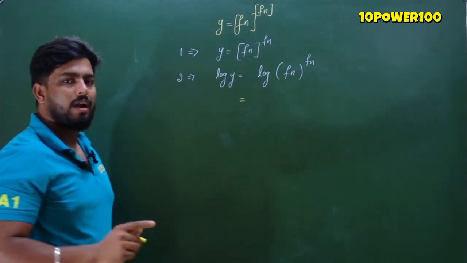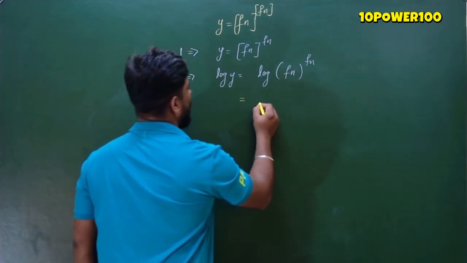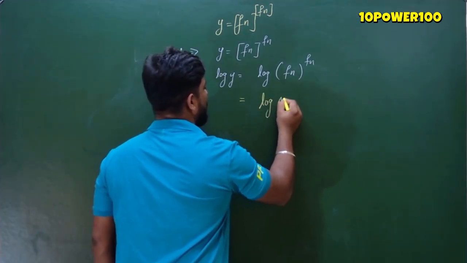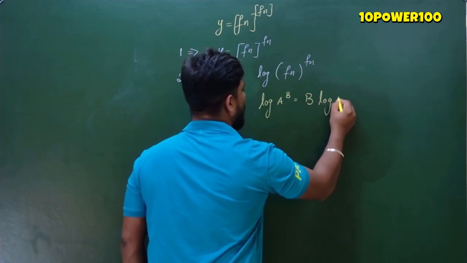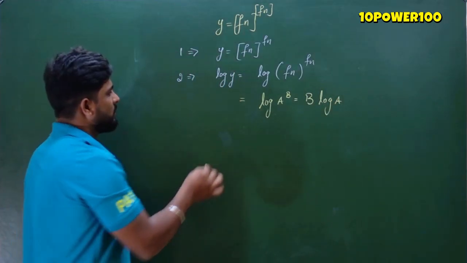Next, we already discussed one formula, that is log a to the power b. Log a to the power b is b log a. This is one of the important properties, so we use it most of the time.